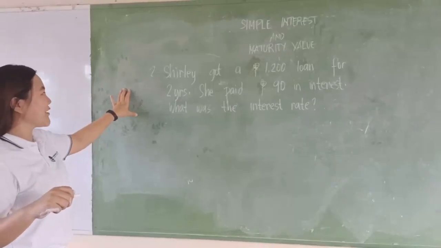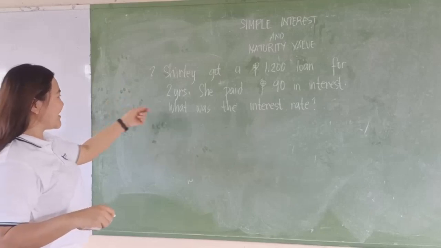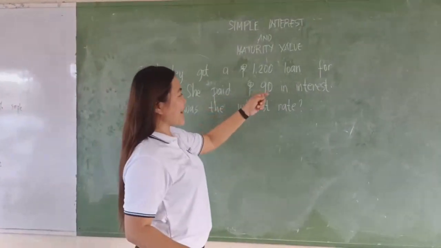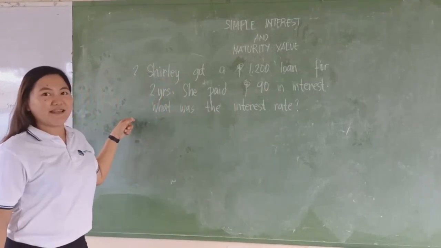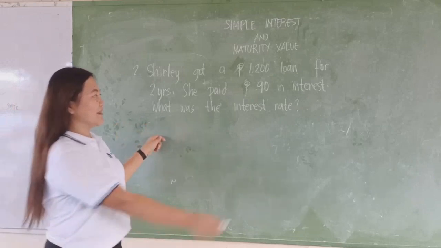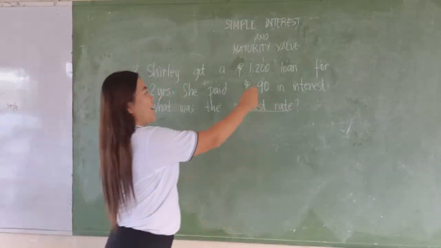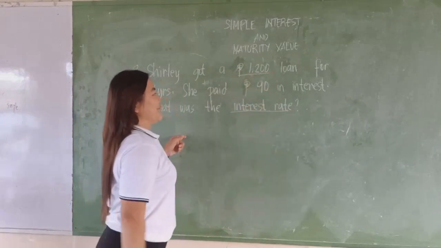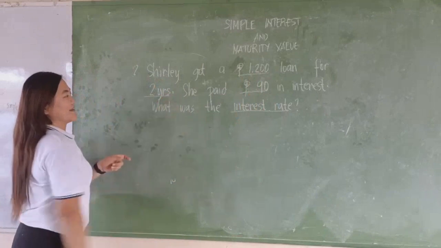Number 2: Shirley got a 1,200 loan for 2 years. She paid 90 pesos in interest. What was the interest rate? So, sa question number 2 natin, ang hinahanap is interest rate. Meron tayong given na 1,200, 90, and 2 years. Okay?